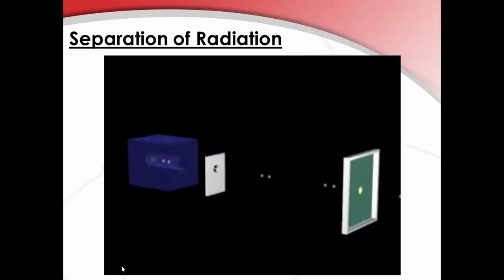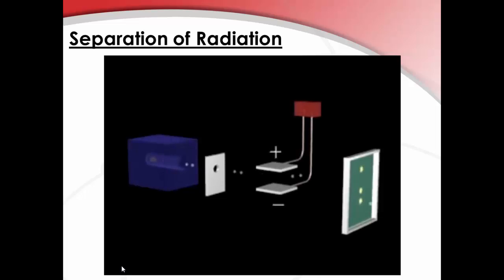A source of radioactivity is passed through a hole to form a beam. The beam is directed at a fluorescent screen, which is illuminated when it is struck. In the absence of an electric field, all the radioactivity beam strikes the target at a single point. When an electric field is applied, the initial beam is separated into 3 components.